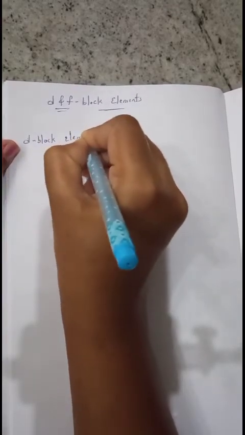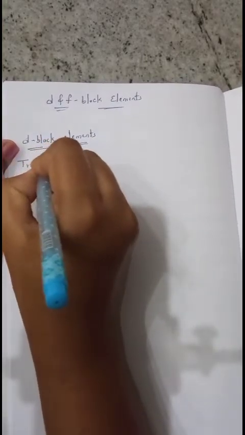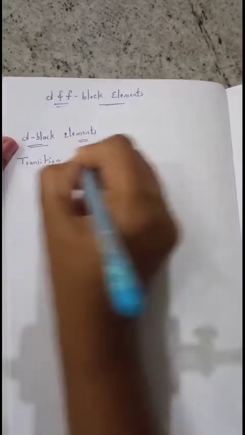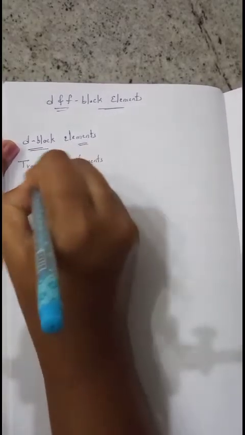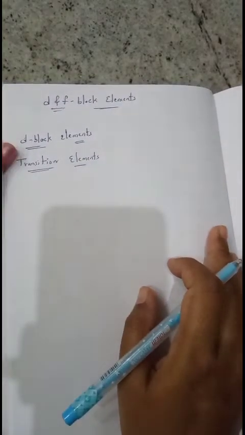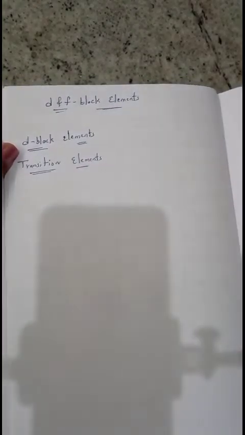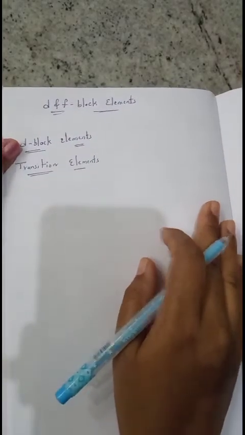These D block elements are also called transition elements, because these elements contain properties which resemble those between S block and P block elements, so we can call D block elements transition elements.